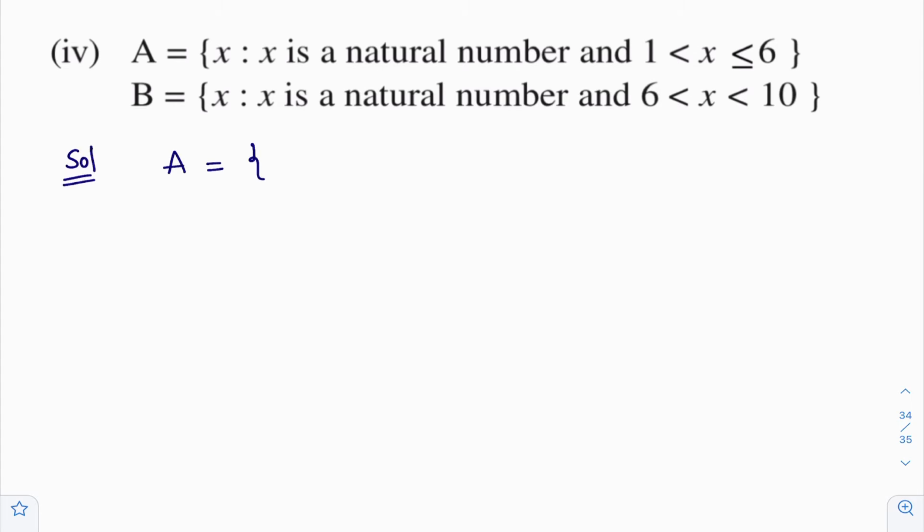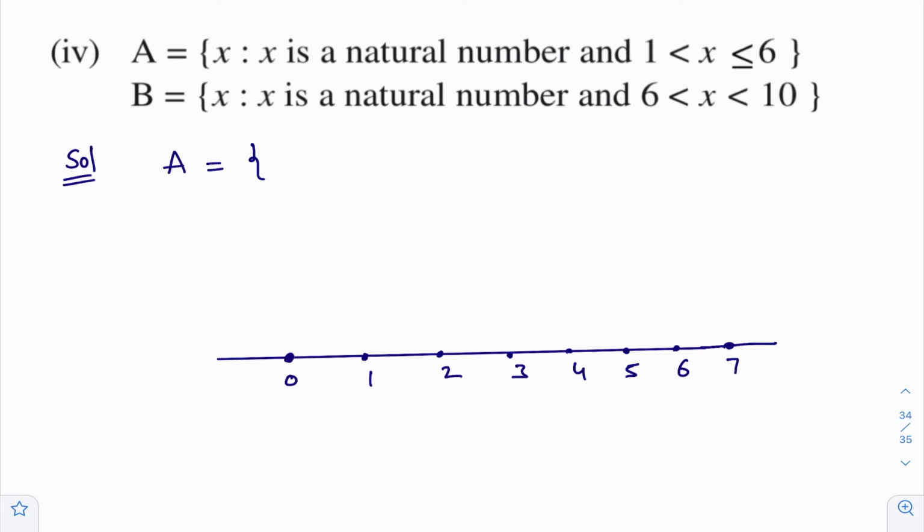How to write? x is a natural number. You know what natural numbers are? 1, 2, 3, 4 and so on. These are all the natural numbers. And see this one, in intervals we learn about these things. This notation is there now. So in between 1 and 6, what natural numbers are there? I'll mark 0, 1, 2, 3, 4, 5, 6. If I extend further, here I'll get a 7 also.